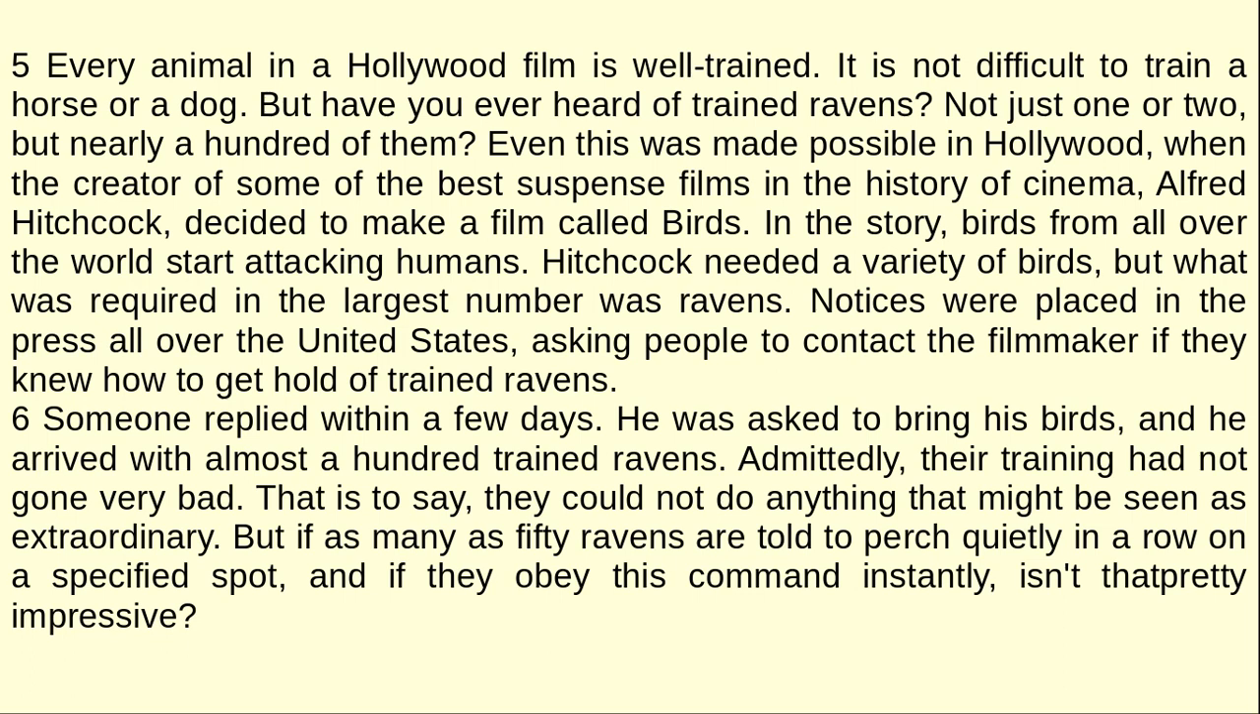Admittedly, their training had not gone very far. That is to say, they could not do anything that might be seen as extraordinary. But if as many as 50 ravens are taught to perch quietly in a row on a specified spot, and if they obey this command instantly, isn't that pretty impressive?